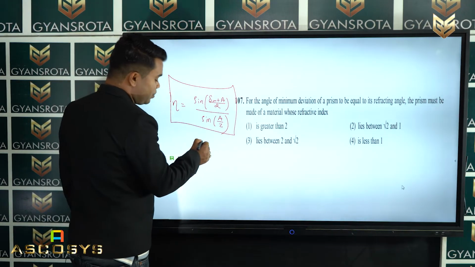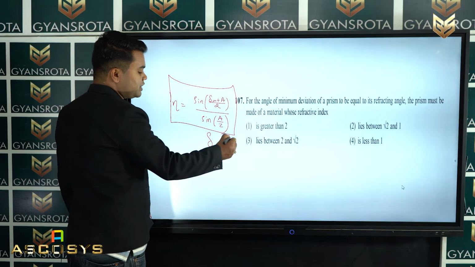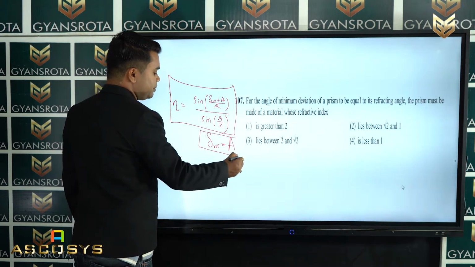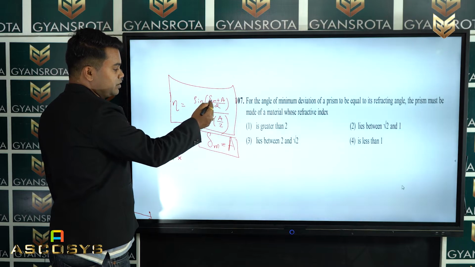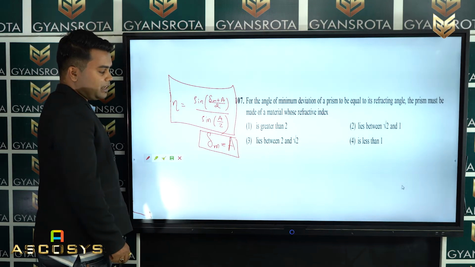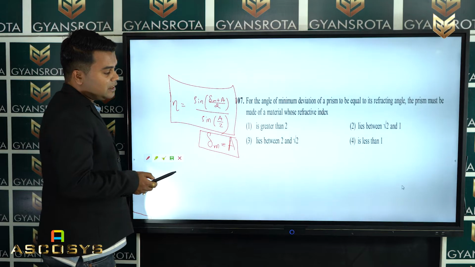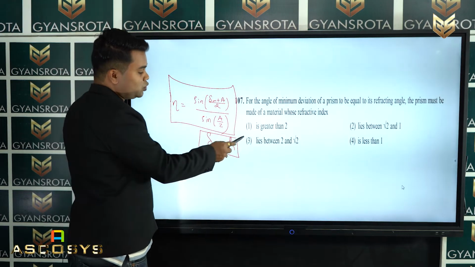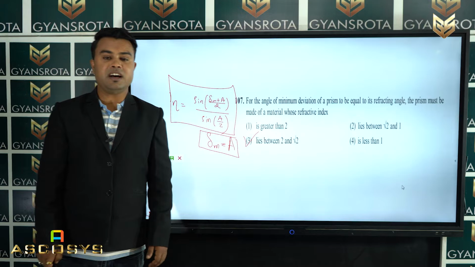And remember, the question says that the minimum angle of deviation is equal to the refracting angle of the prism. This is also given to you. So just put this here in place of delta m, that is, A, and calculate the value of refractive index. You will see that the refractive index value lies between 2 and root 2. Please use this formula and find the answer.